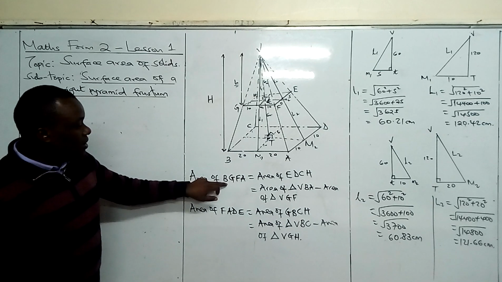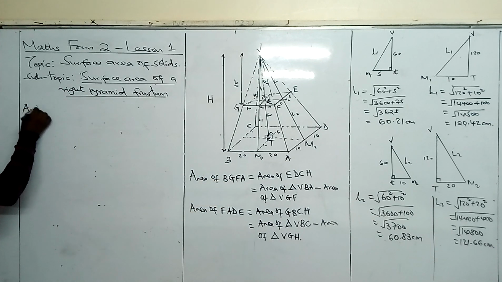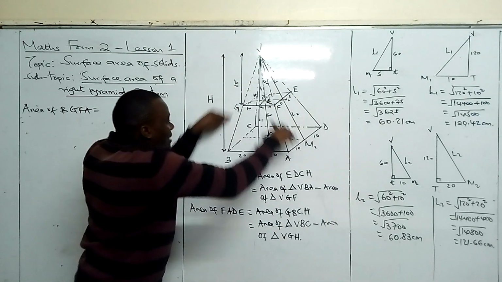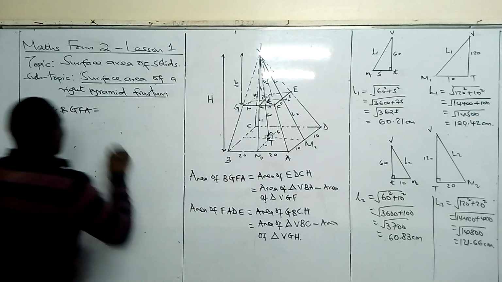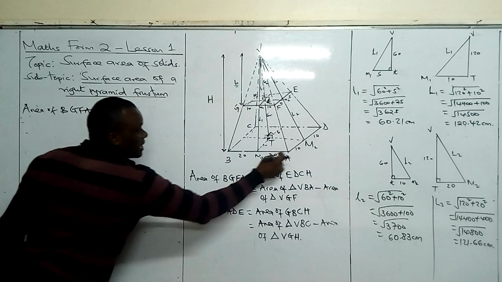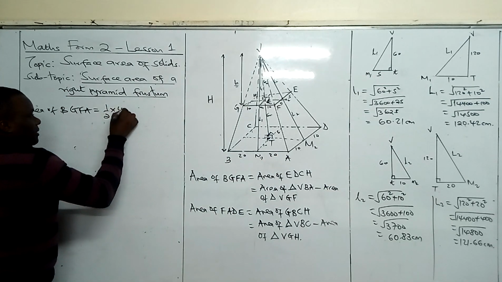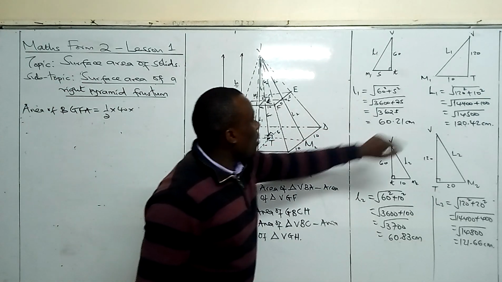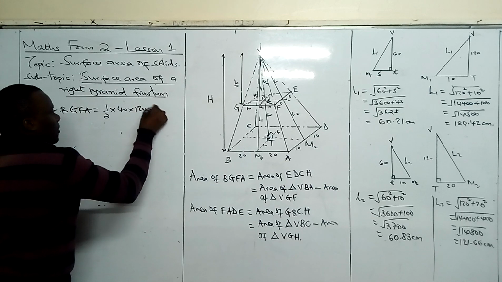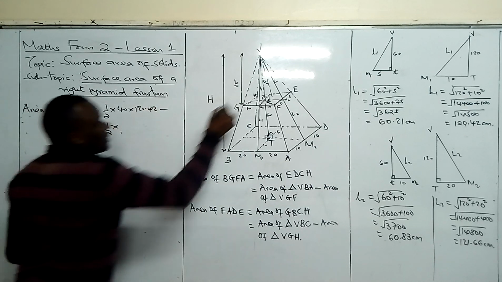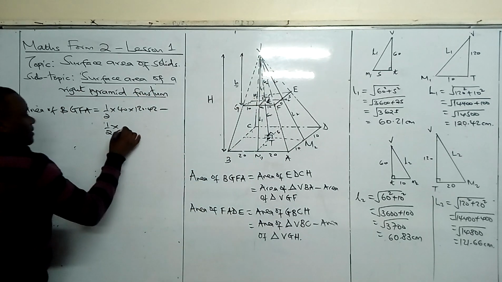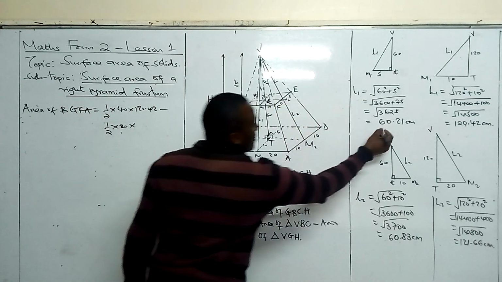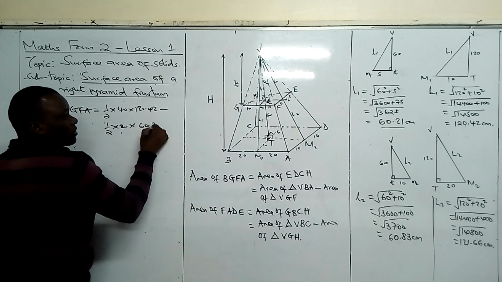Let's find the area of BGFA, which is the same as the area of the larger triangle VPA, which is a half times the base, 40, that is 20 plus 20, then the height, the one that we have found as L1, is 120.42. Then we subtract a half times the smaller triangle, whose base is 20, times the height represented by L1, which is 60.21.